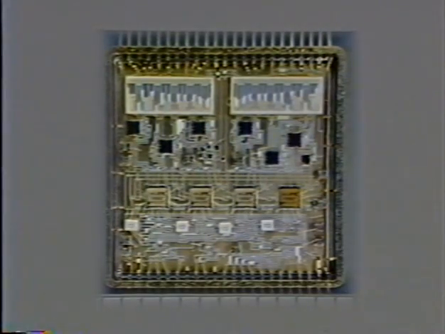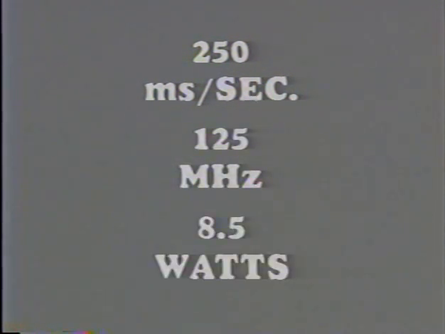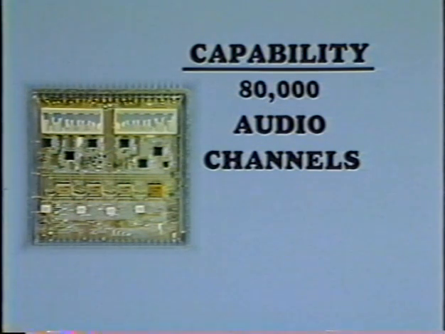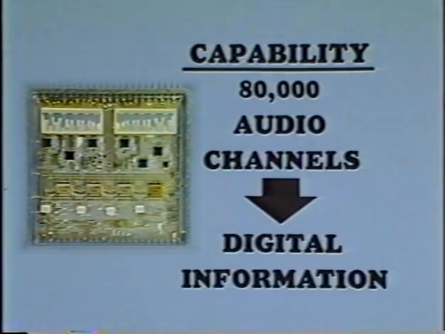In 1979, a high-resolution 6-bit encoder was developed. This encoder operates at a sample rate of 250 megasamples per second with an input bandwidth of 125 megahertz and dissipates 8.5 watts. This encoder is capable of simultaneously converting 80,000 audio channels into digital information.